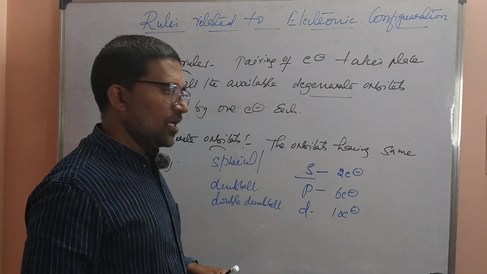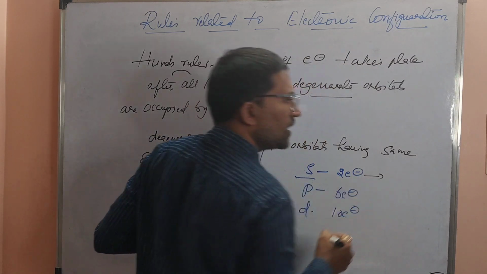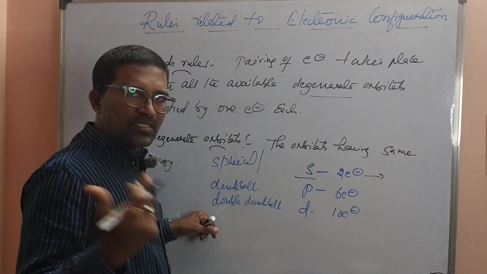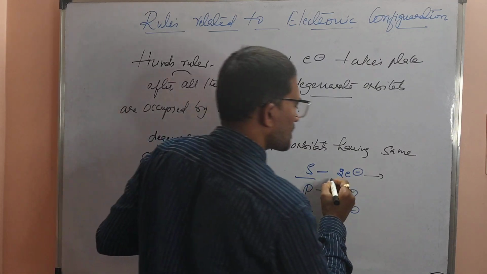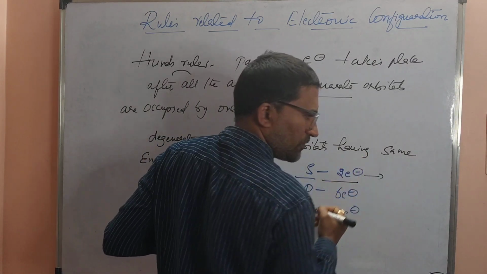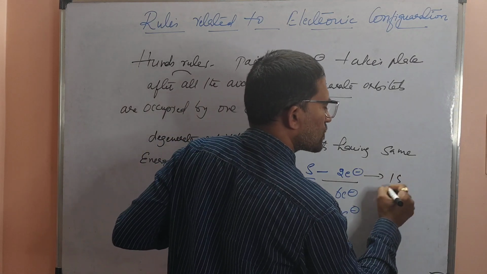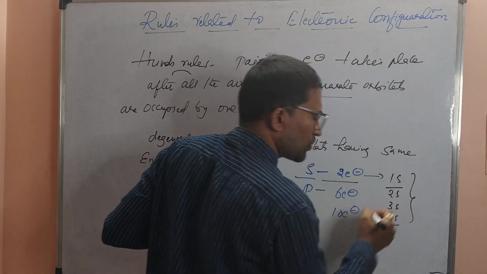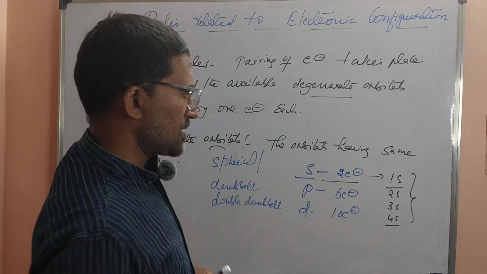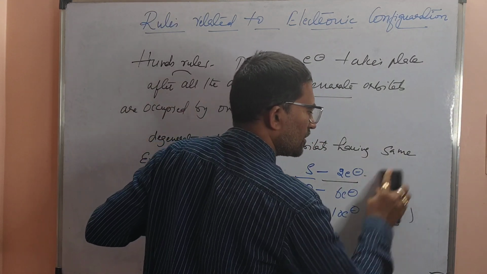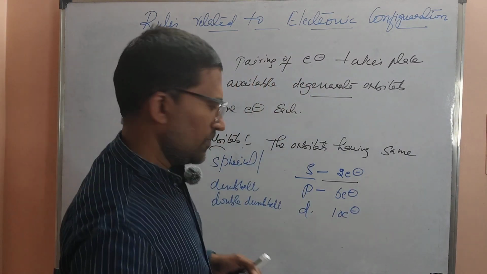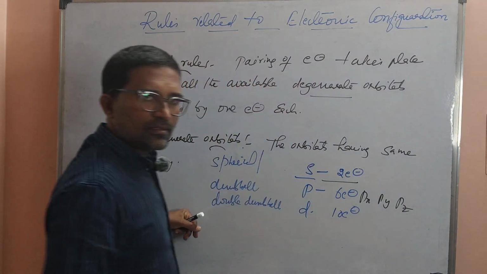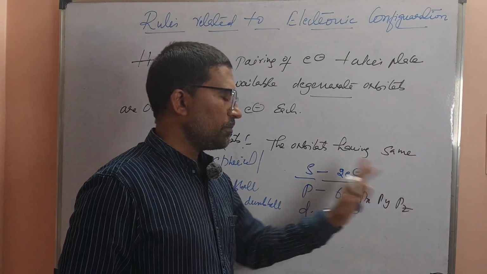The s orbital does not have any suborbitals, there is no sx, sy, sz. So it has only one type of orbital. If s orbital is in the first shell, it is 1s, second shell 2s, third shell 3s, 4s, and so on. Whereas the p orbital has three types of suborbitals: px, py, and pz.